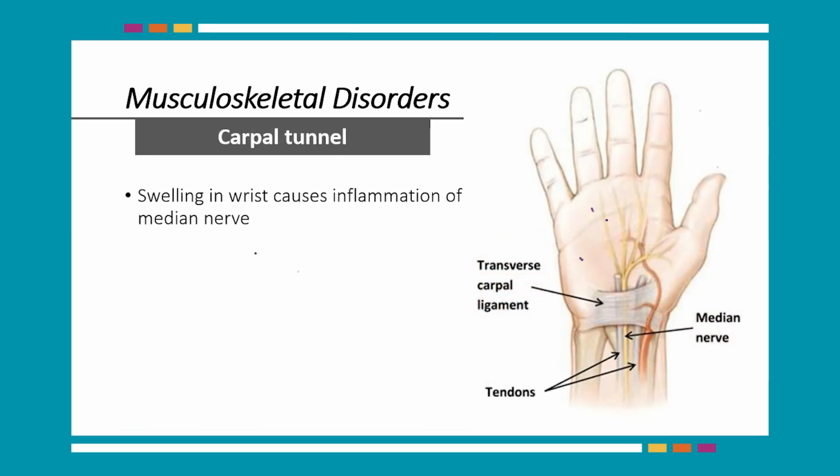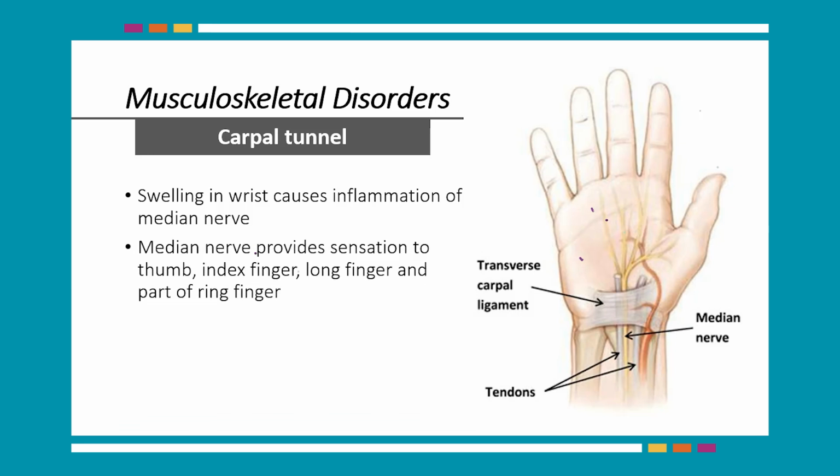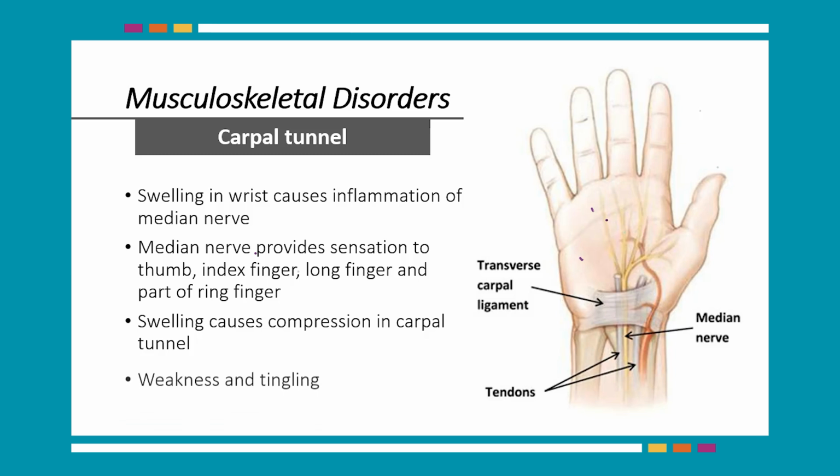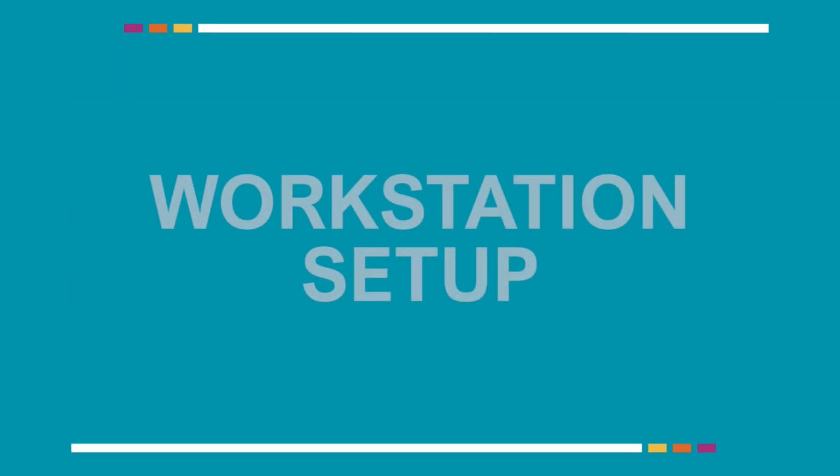Carpal tunnel syndrome is the compression of the median nerve as it passes into the hand. The median nerve is located on the palm side of your hand and provides sensation, or the ability to feel, your thumb, index finger, long finger, and part of the ring finger. Swelling inside your wrist causes compression in the carpal tunnel. It can lead to numbness, weakness, and tingling on the side of your hand near your thumb.